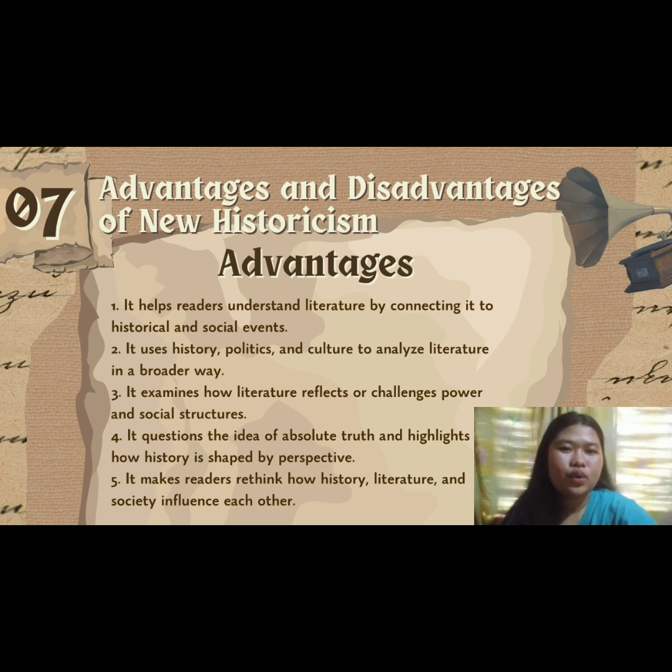Number 4, it questions the idea of absolute truth and highlights how history is shaped by perspective. Instead of believing that history is always 100% true, New historicism reminds us that history is often told from one point of view. Different people may see the same event in different ways, and this affects how history is written.